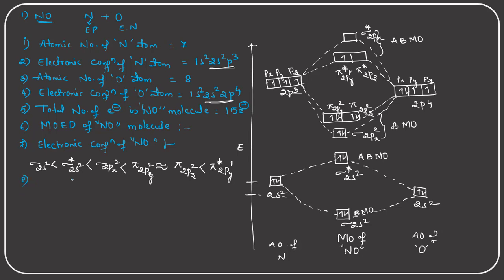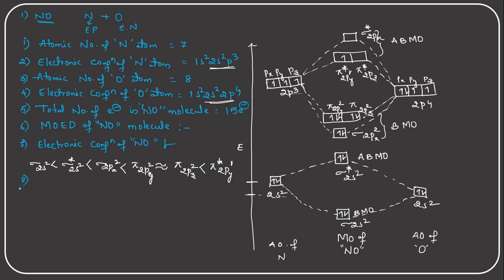Next, eighth point. So, after writing the electronic configuration of molecular orbitals of the NO molecule, what do we need to write? We have to see whether any unpaired electron is there or not.